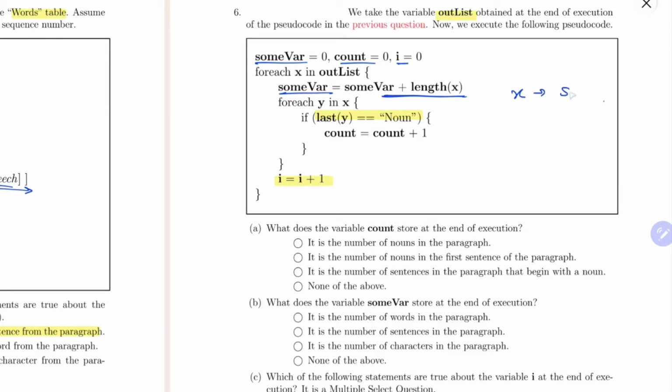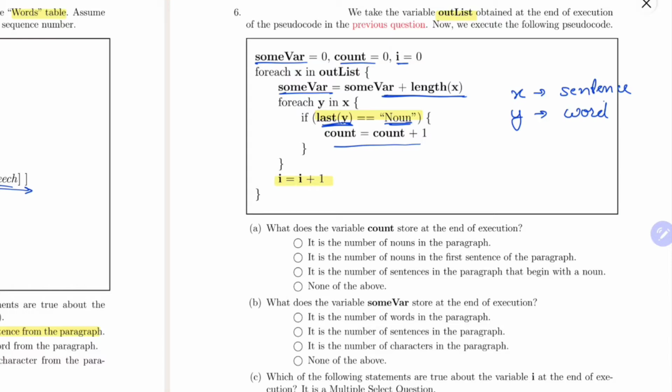So x is basically the sentence, right? X is the sentence because outlist was storing sentences, right? Then y is going to be the word, right? So the condition says if last y, that is the last word, is noun, then the count is incremented. Okay. So let's see the questions.